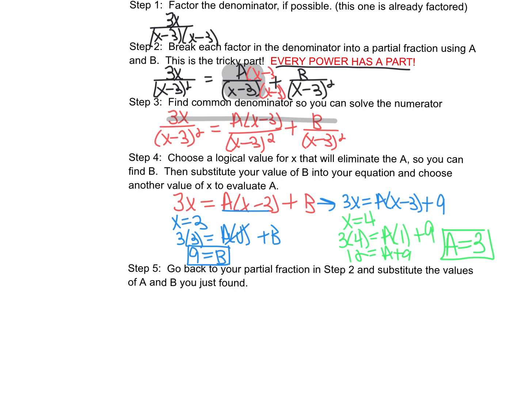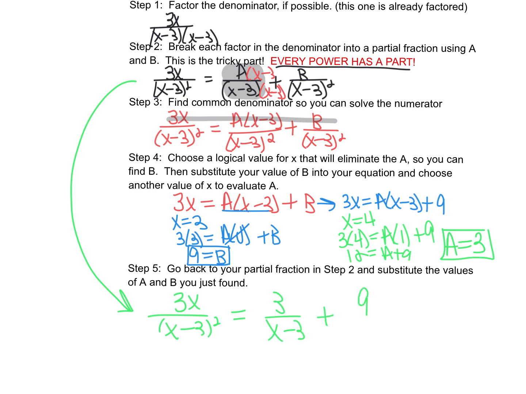All right, and our last step is to go ahead and take that partial fraction and put our a and b values in there. So we're going to have 3x over x minus 3 squared, and instead of a, we are going to put 3. So we're going to have 3 over x minus 3. That was our first factor. Plus 9 over x minus 3 squared. Because remember, when we are coming down to this step, we are not including these reds that we used to find common denominators.